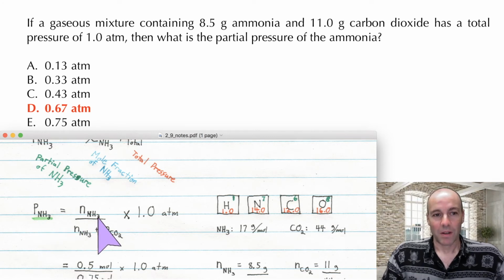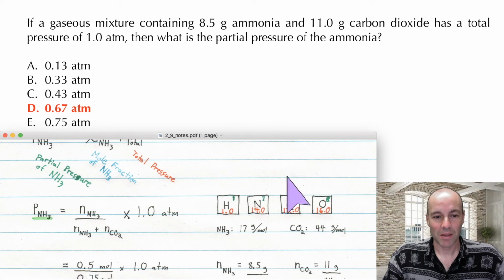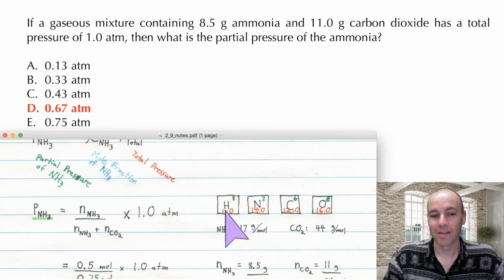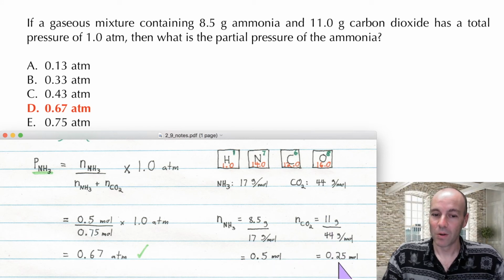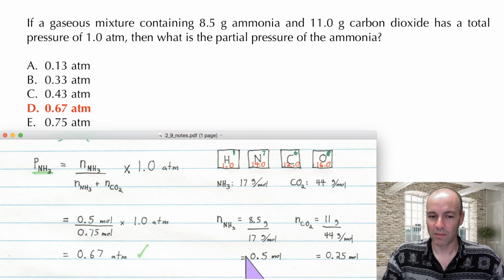The number of moles of ammonia in 8.5 grams NH3: to calculate moles, we need the molar mass. That's 1 nitrogen plus 3 hydrogens, or 17 grams per mole. And for CO2, you have 1 carbon and 2 oxygens, that's 44. So the number of moles of ammonia would be 8.5 grams over 17, or 1/2 of a mole of ammonia. And for CO2, that's 11 over 44, or 1/4 mole of CO2. You can see that the total number of moles is 3/4 of a mole.